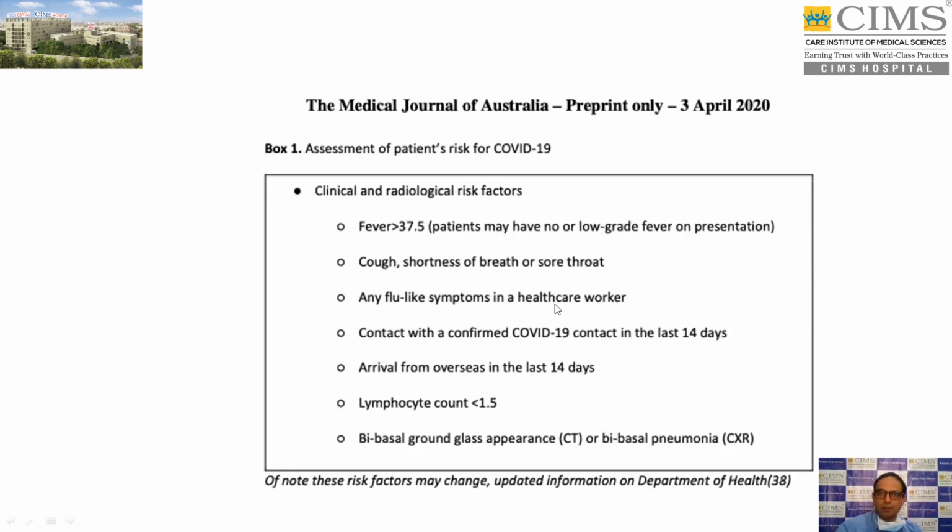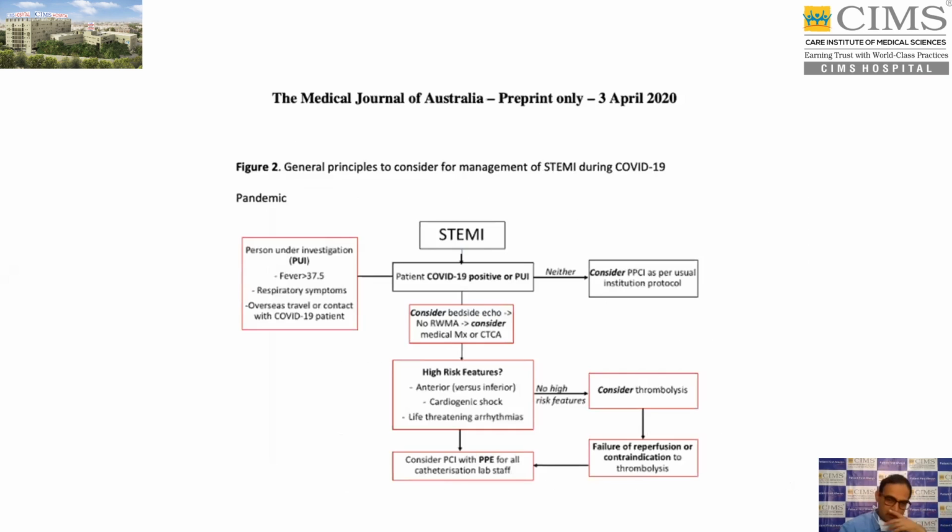Healthcare workers are supposed to be at higher risk of contamination, higher risk of getting infection from the patients. Any contact with COVID-19 in the last 14 days, arrival from overseas in the last 14 days, lymphocyte count, any lymphopenia is again suggestive of COVID-19 infection. And of course, if you do an X-ray and you see a bibasal pneumonia, or if you do a CT and it shows a bibasal ground glass appearance, then again these patients are at risk of COVID-19 infection. In fact, they are at high risk of COVID-19 infection.